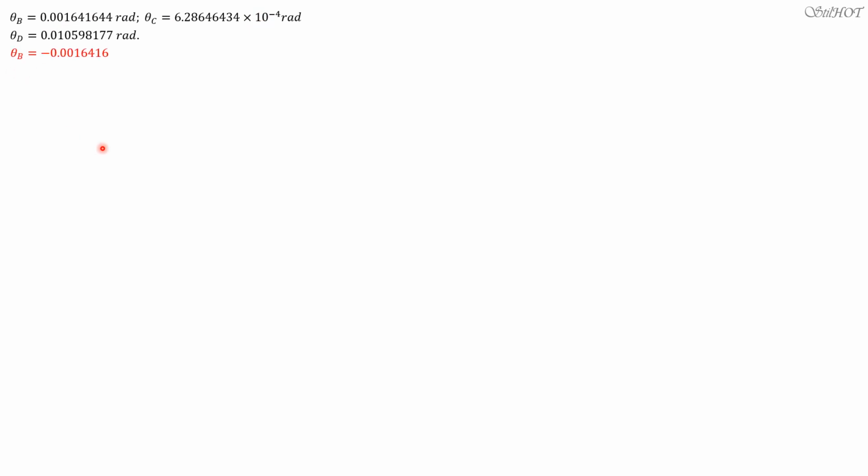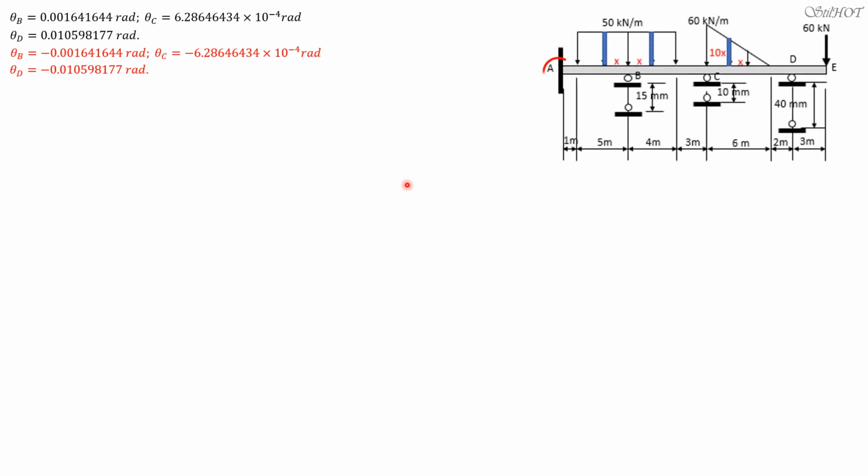So theta B is negative 0.001641644 radian. It means the rotation is clockwise because that's negative. Negative, clockwise rotation also of the tangent. So solving now for the moments. So these are the directions of moments.